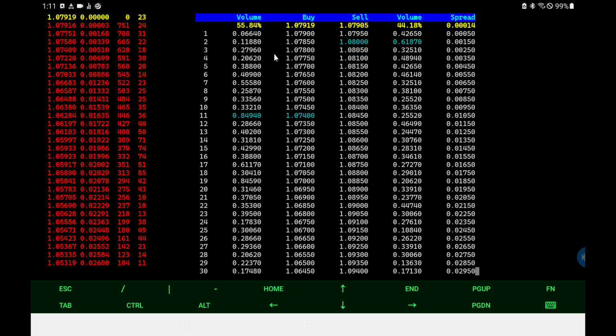Now, all of these numbers, this is the order book. And right now we can see that the buying side is 55.84% of the order book. And the selling side is 44.16% of the order book. So 55% leaning towards a buy or long position, with only 44% leaning towards a sell or short position.